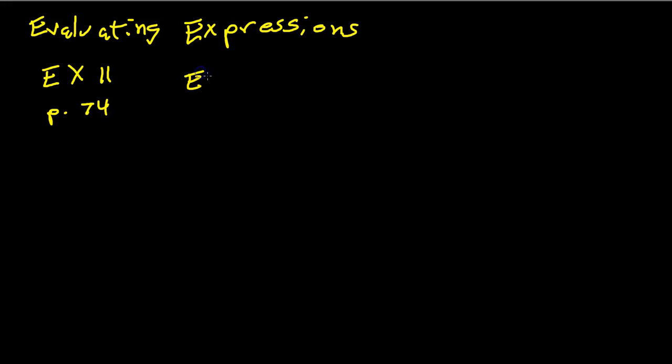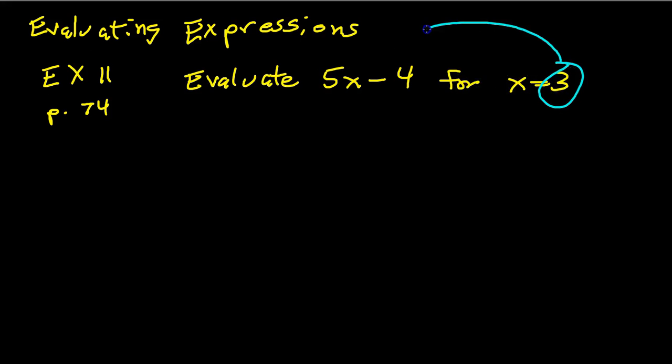Now, maybe this is a little too simple. Evaluate this simple expression 5x minus 4 for x equals 3. Well, all that means is I'm going to take 3 and plug it in for x in this expression and then evaluate according to my order of operations.